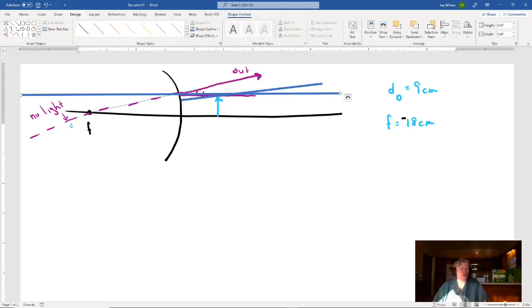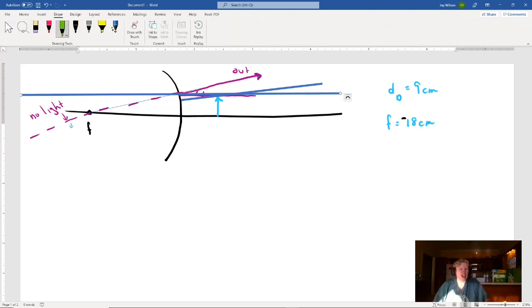So now, where does our image occur? Our image occurs where this outgoing, once again, no light, but that's our outgoing ray. Here was our incoming, here's our outgoing. Out goes focal in, parallel out. This is parallel in, focal out. Where do these two cross? Well, these two cross so that the tip of my arrow now is here. Once again, it is behind the mirror.